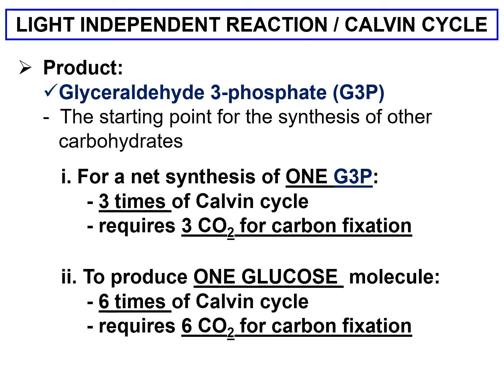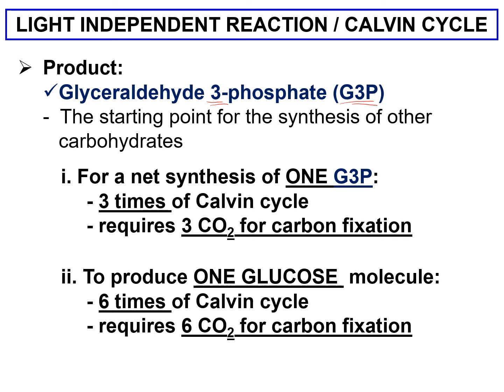The product of the Calvin cycle includes glyceraldehyde 3-phosphate, G3P. Still remember this name? We have come across glyceraldehyde 3-phosphate in glycolysis. So the product includes glyceraldehyde 3-phosphate, which is the starting point for the synthesis of other carbohydrates, meaning it will be used to form carbohydrate.